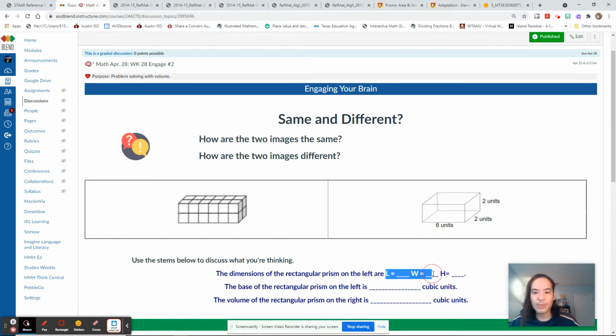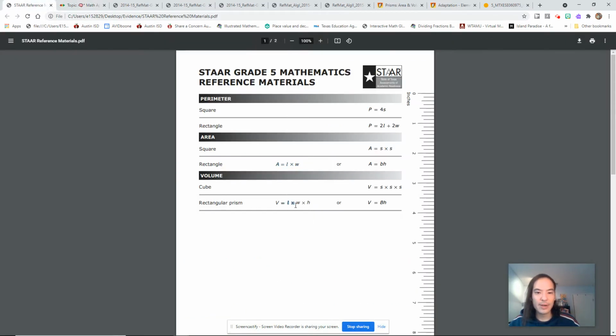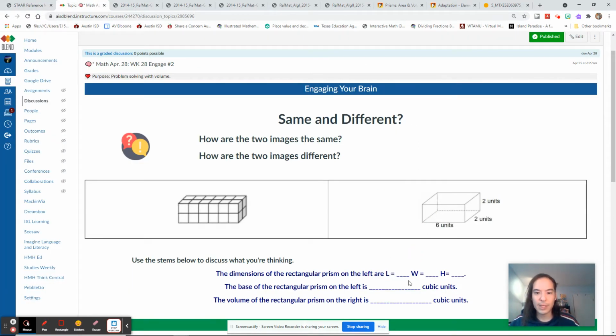Because remember, length times width together made your base. So 3 times 4 is the same thing as 4 times 3. If you mix up your length and your width, your base will still be the same. However, if you mix up your height, that's when it gets a little funky. So for the length and width, you could either say that the length is 6 or the width is 6, and the length is 2 or the width is 2. Usually, I like to think of it like width is wide. So it can help to think, oh, this is 6 wide. It's 2 long from front to back, and then 2 units high.